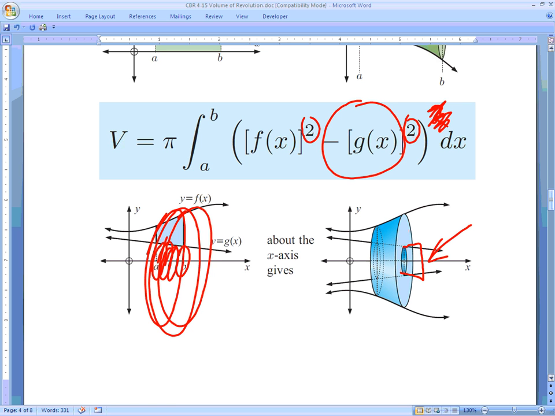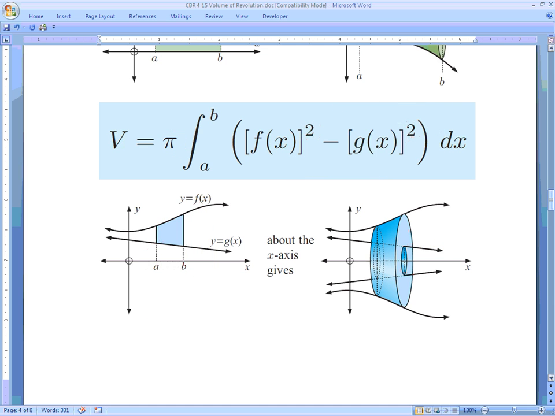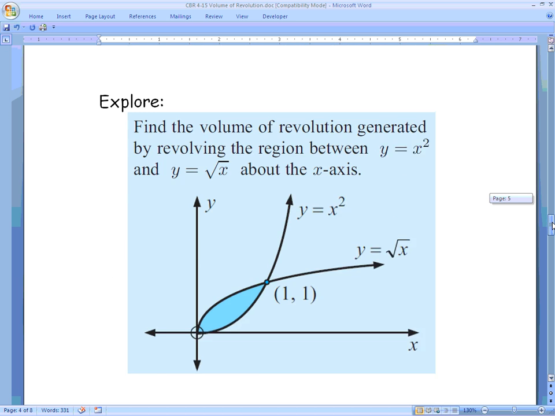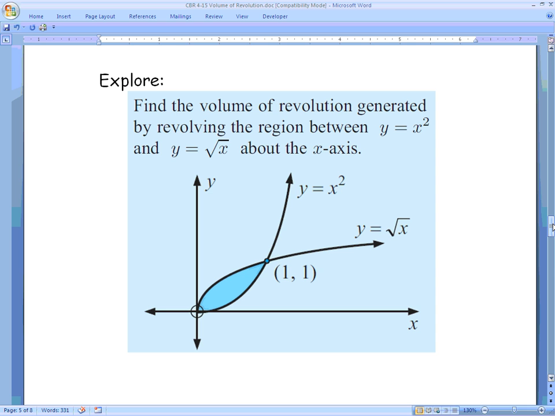So what's new? The only thing that's really new is we put a pi on and we square our functions. We've done area between curves, and that's what we see here in the second formula. And we've also done area beneath a curve. We're just now rotating it to find volume. So let's take a look at one example, and we'll save the second example for in class.